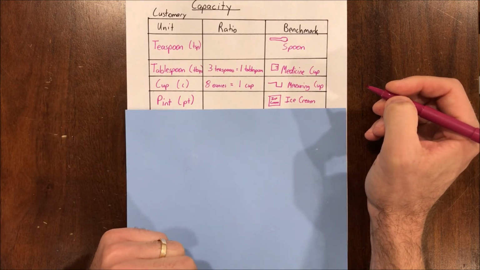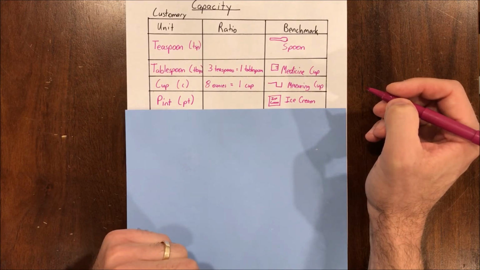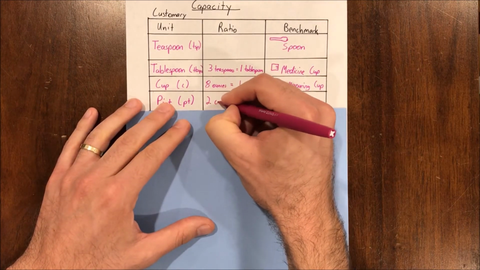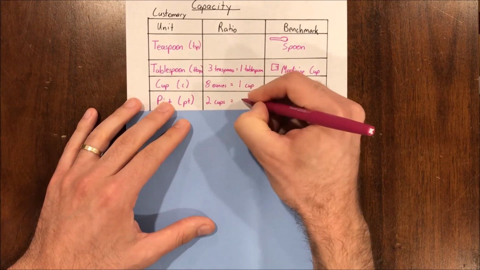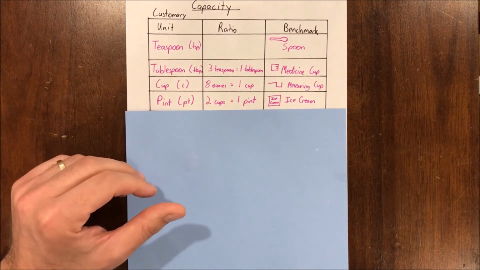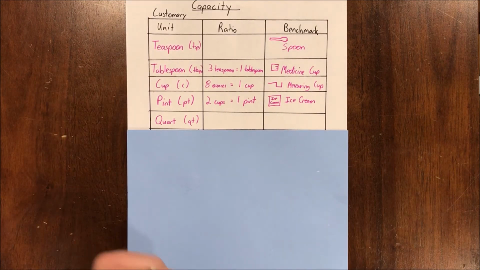So how many cups do you think are in 1 pint? Go ahead and say it out loud. Yeah, there's actually 2 cups in 1 pint. Cool. Our next unit is a quart. So what do you think might be a good benchmark for a quart? Say it out loud.